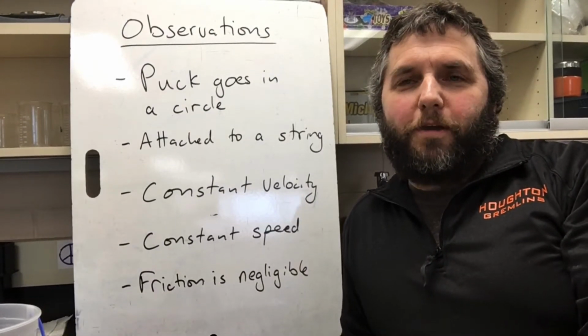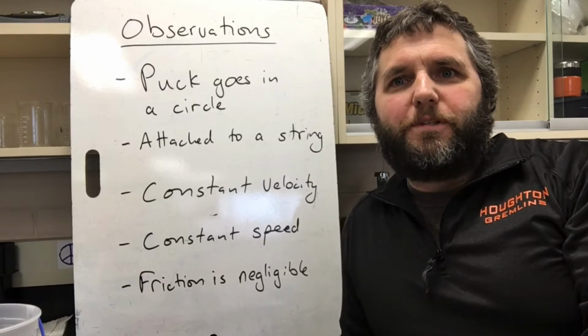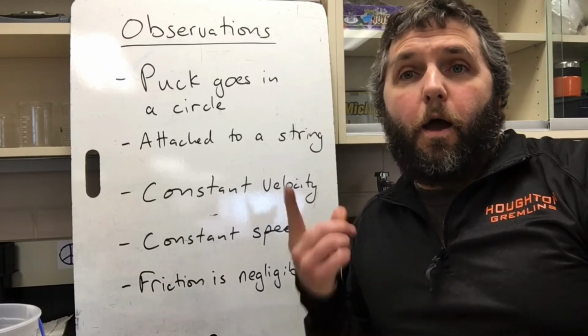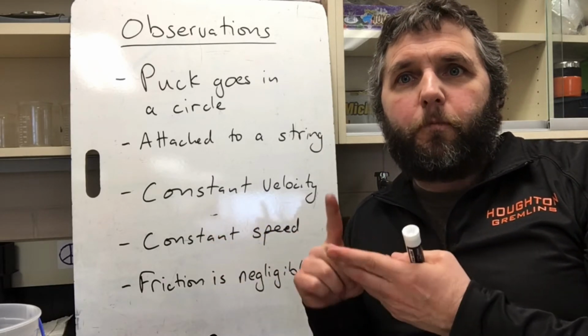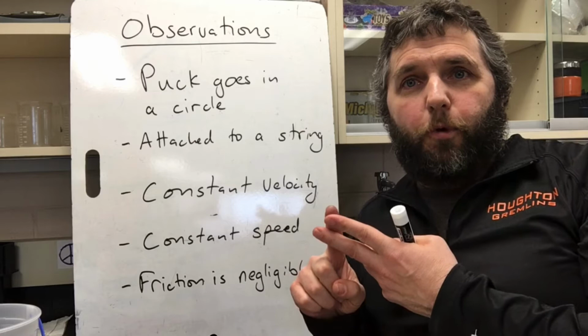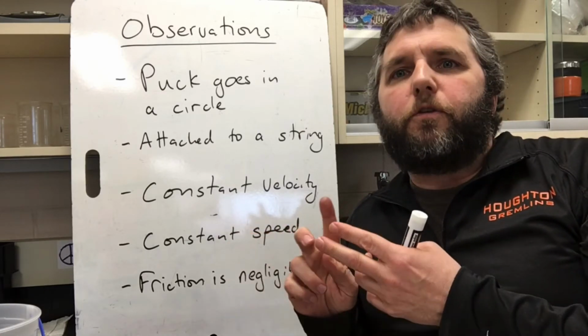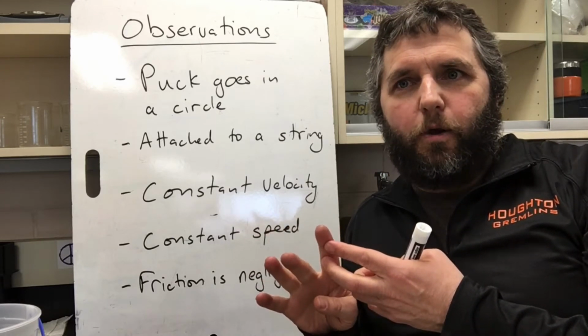Okay, now that you've taken a moment to write down your own observations, let's take a look at some typical class observations. For one, pretty obvious, pretty fair. The puck is going around in a circle. Second one that students often will point out is that it is attached to a string. I should add, this is important, the string is tight, so students will often point that out.